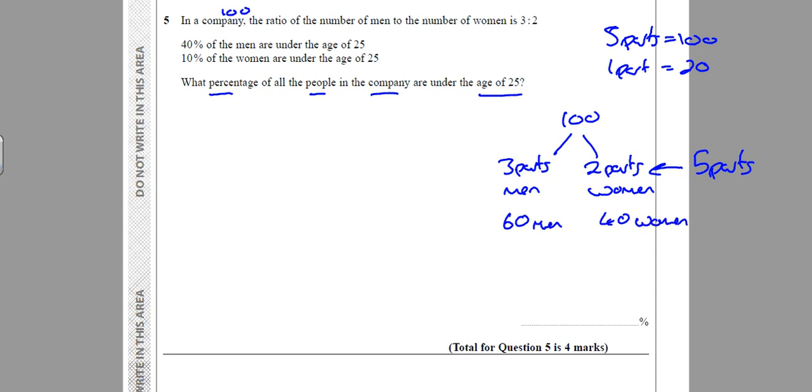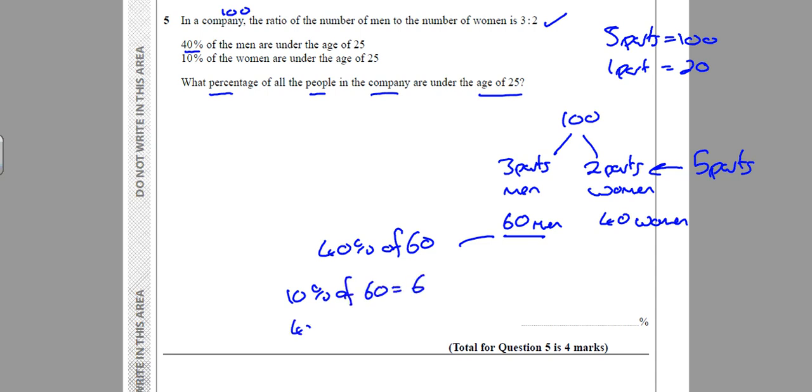Now, that's that bit done. So we've got our marks for dealing with those numbers. Now, 40% of the men are under 25. So if we've got 60 men, we've got to do 40% of 60. Now 10% of 60 equals 6. So if I times that by 4, that's going to give me 40%. So 10% is 6, times it by 4, it's going to be 24. Therefore, it's going to be 24 men.